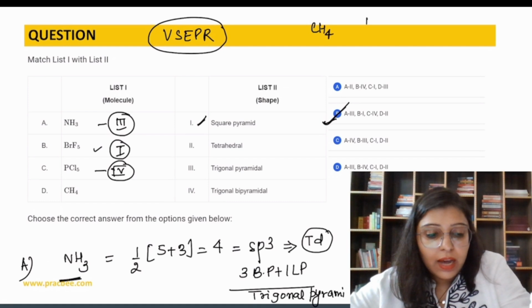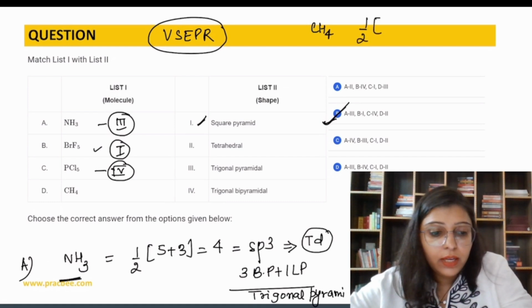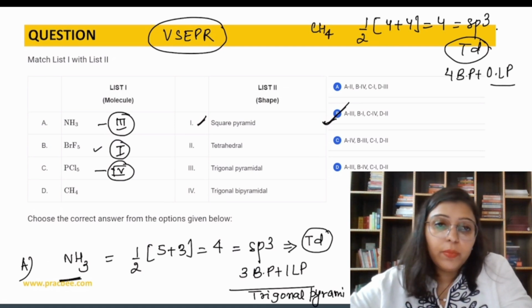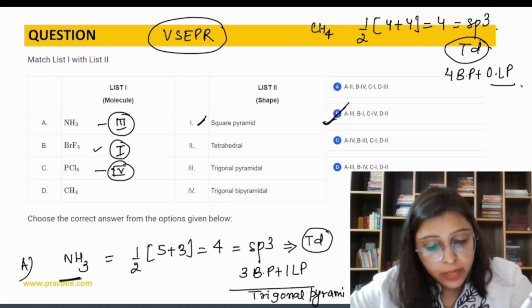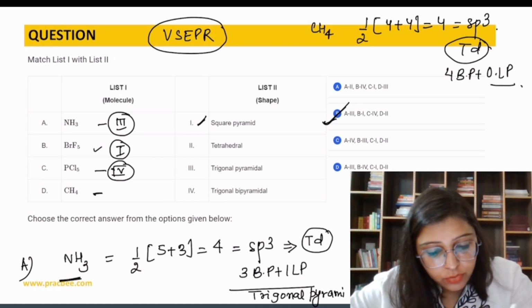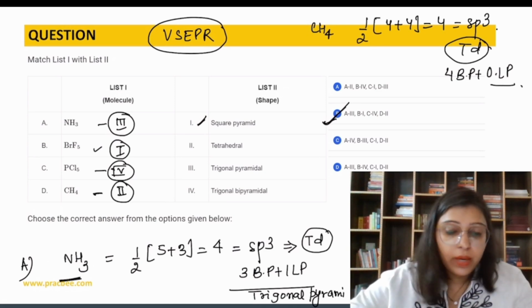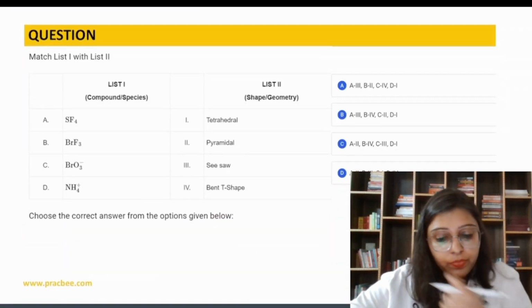Now we have CH4. So CH4 has valence electrons in carbon 4, 4 monovalent. So 4 is equal to sp3, and sp3 means tetrahedral geometry. So we have 4 bond pairs plus 0 lone pair. So the geometry is equal to the shape. So it means CH4 can be matched with the second option. So option B is the correct answer. Okay. Now let's do the next question.